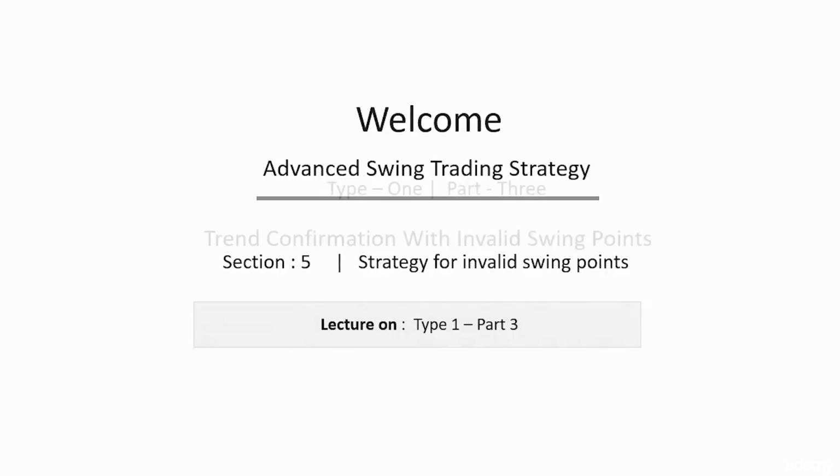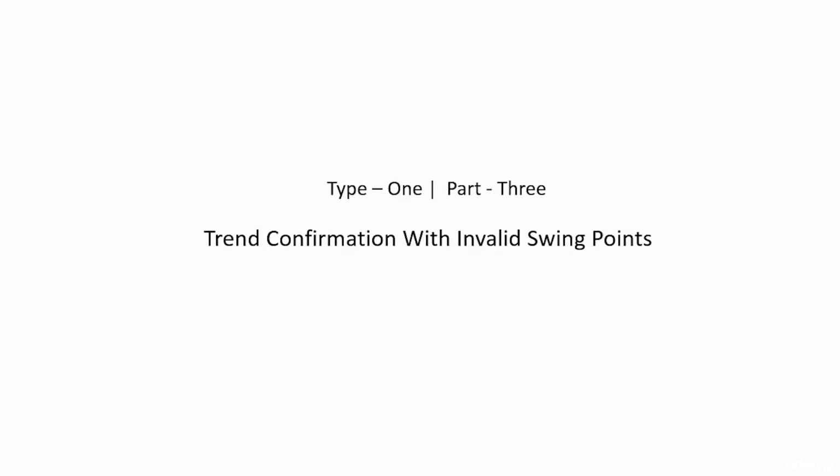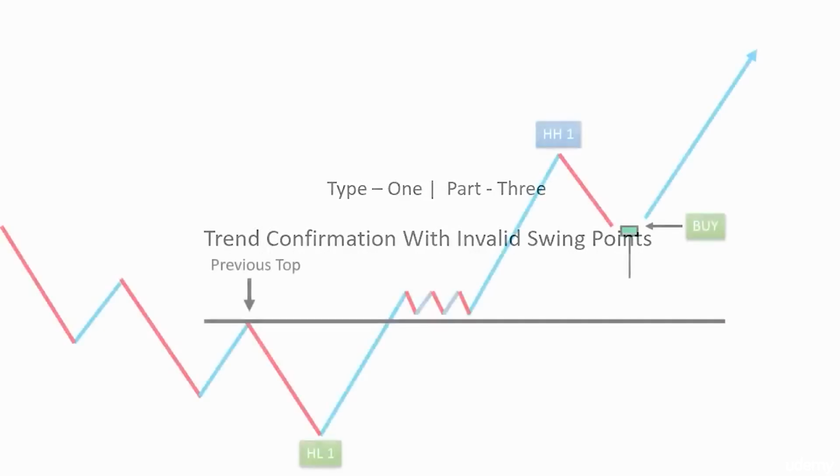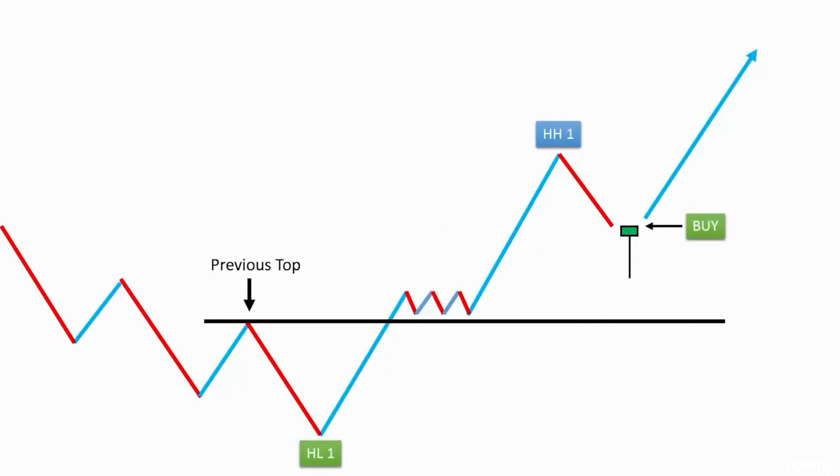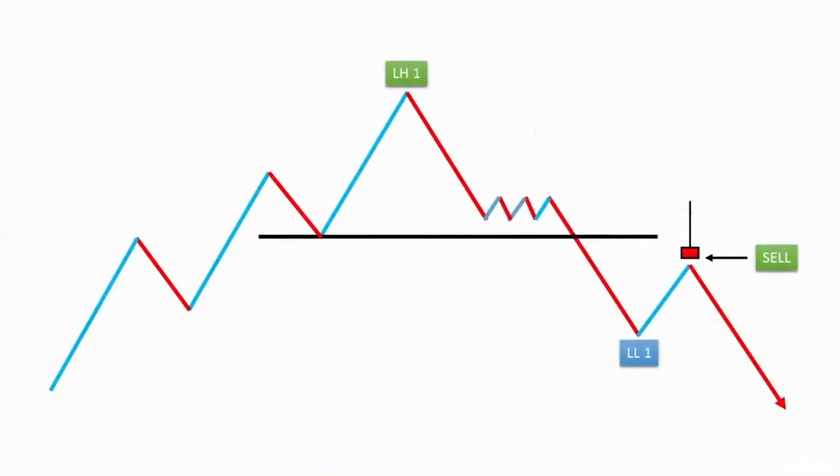This video is part 3 of type 1 in this section. In the previous lecture, I explained how to confirm an uptrend whenever an invalid swing point forms at the top in a price action chart with a real chart example. And in this lecture today, I will show you how to confirm a downtrend whenever an invalid swing point occurs at the bottom on a price action chart. I will give you a step-by-step explanation of the method with a real chart example.